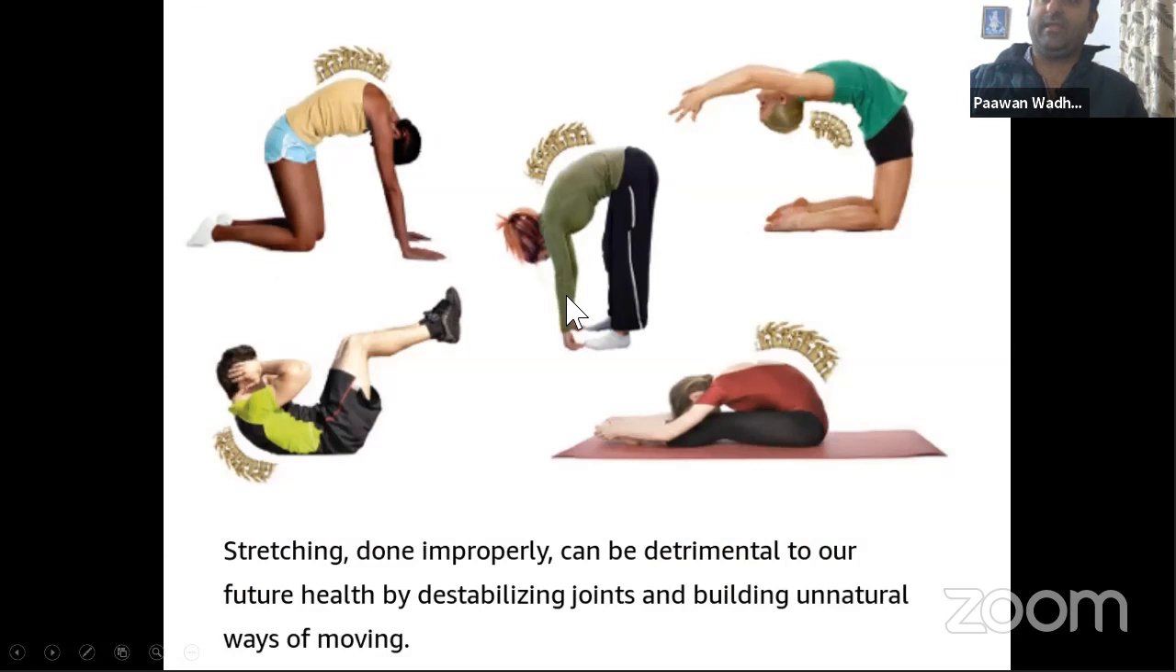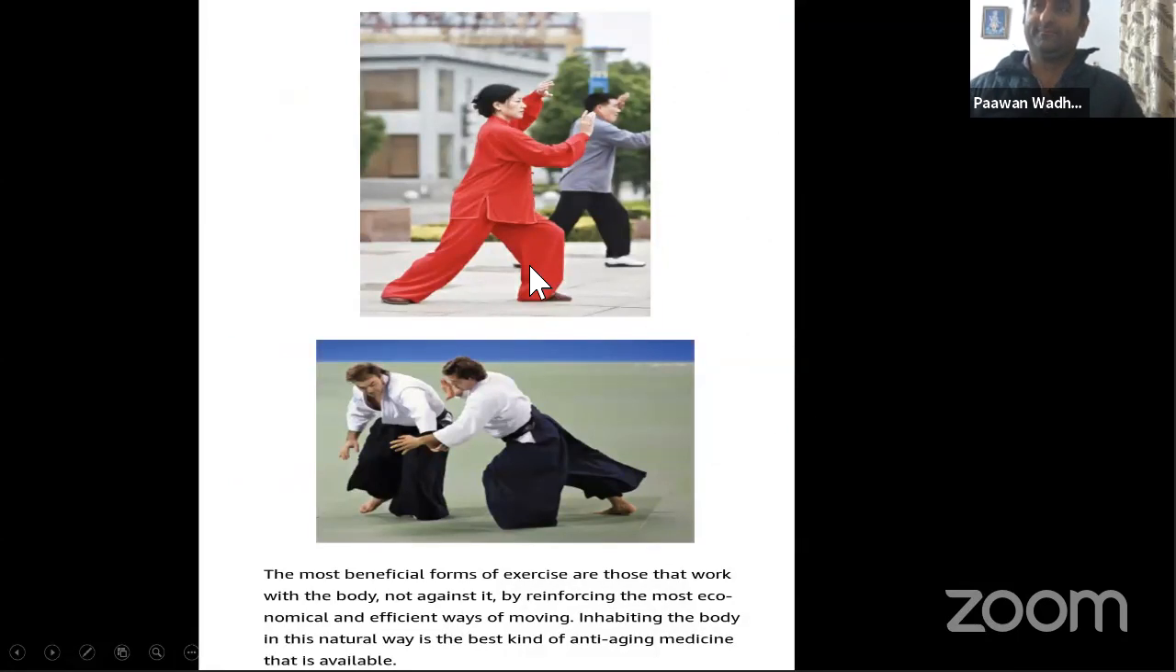Stretching done improperly can be detrimental to our future health, by destabilizing joints and building unnatural ways of moving. This is disc prolapse, disc prolapse, disc prolapse, crushing of spine, wrong. Look at here. My God. The most beneficial forms of exercise are those that work with the body, not against it. By reinforcing the most economical and efficient ways of moving, inhabiting the body in this natural way is the best kind of anti-aging medicine that is available.